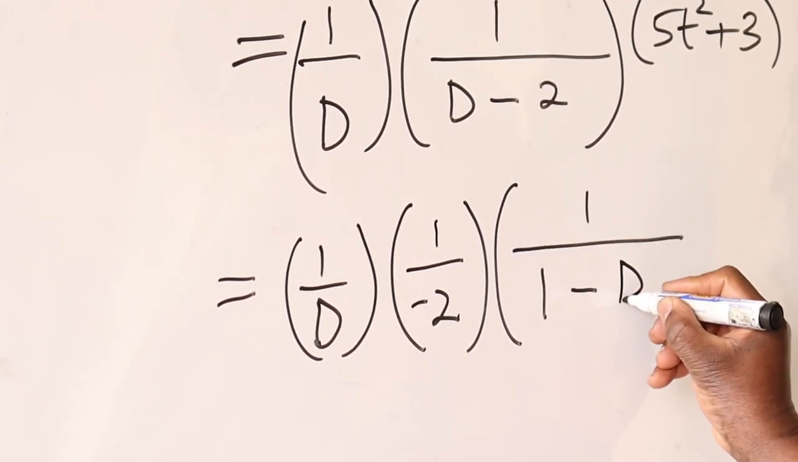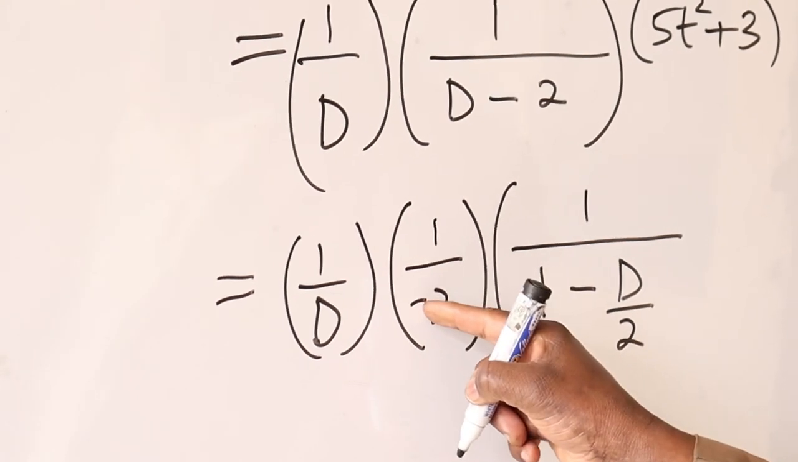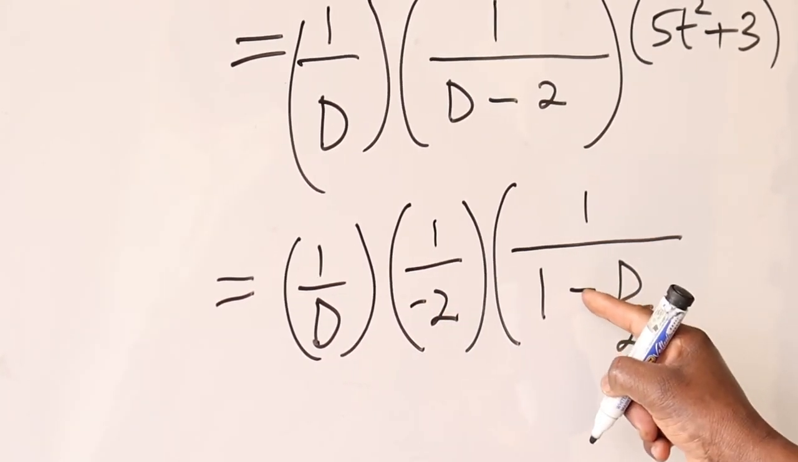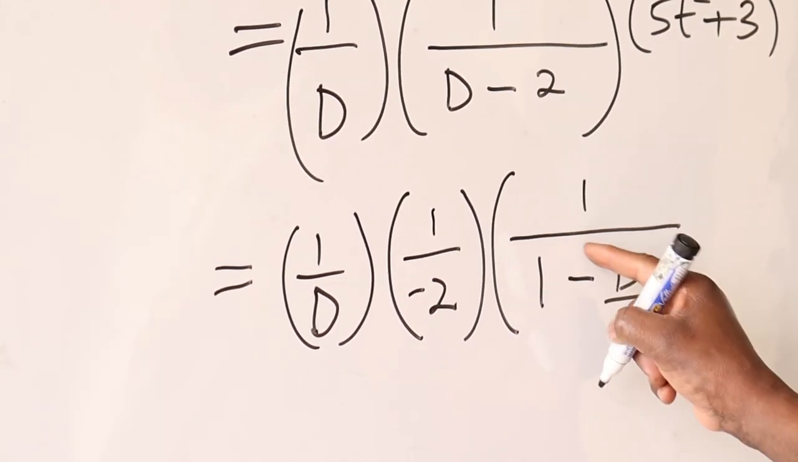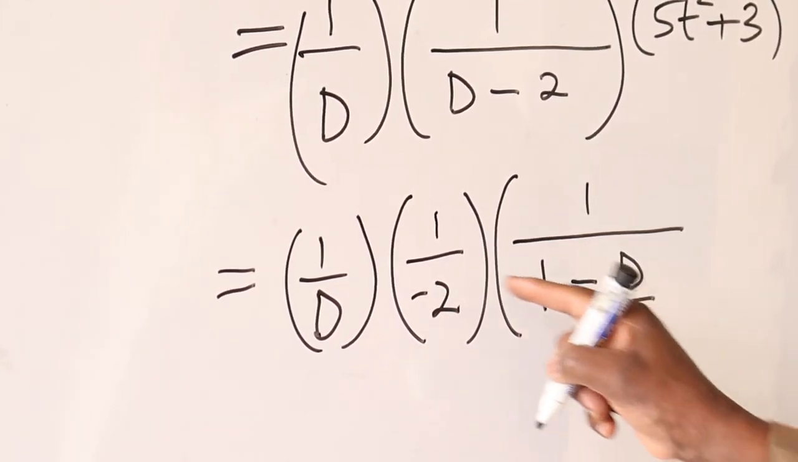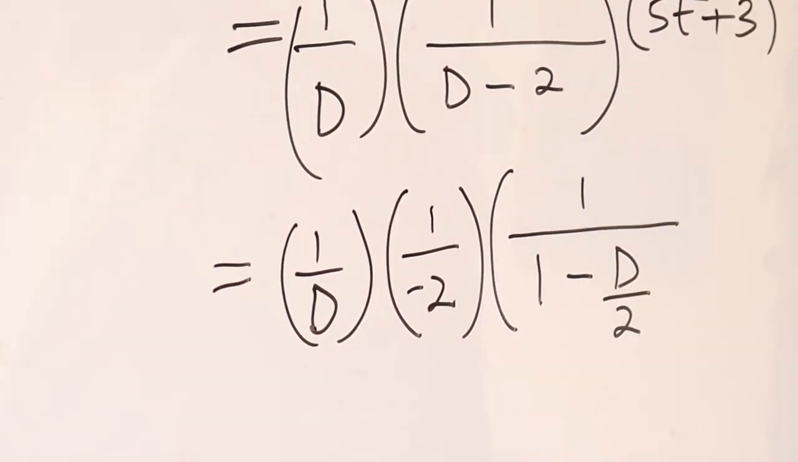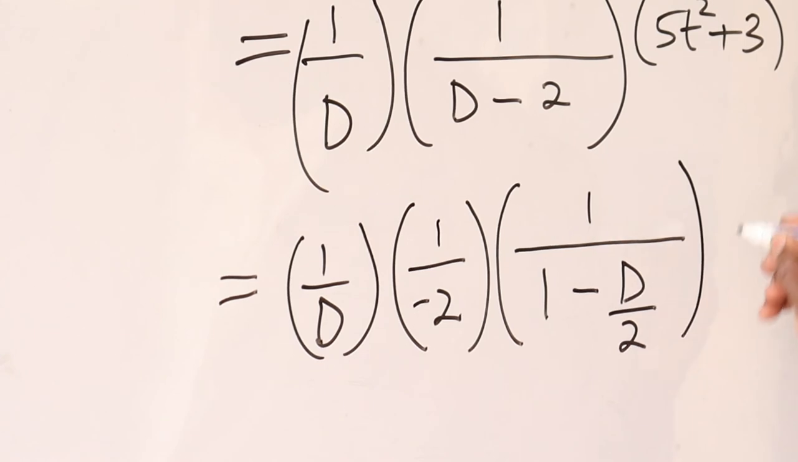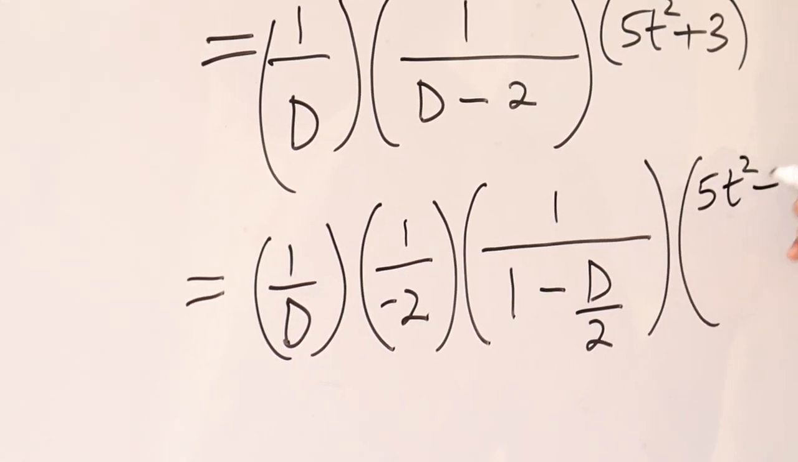So minus d, but put all over what? 2. So that negative 2 times a negative, positive, this 2 will cancel that 2. So we remain with our plus. And this, when it multiplies this, we still have our negative 2. So the whole thing multiplying 5t squared plus 3.